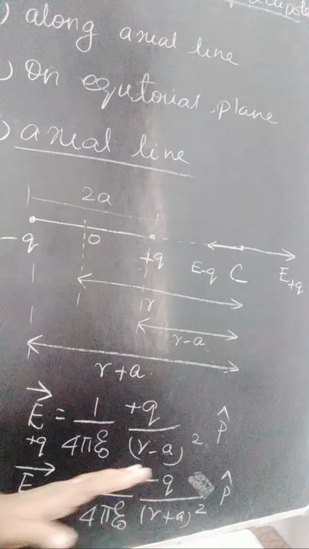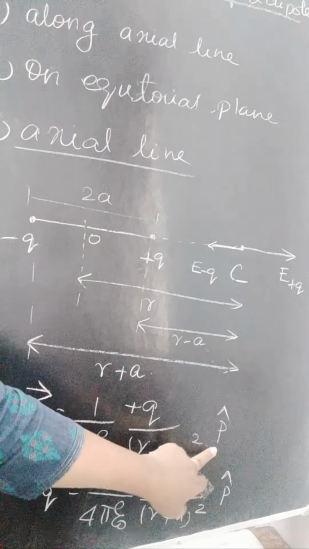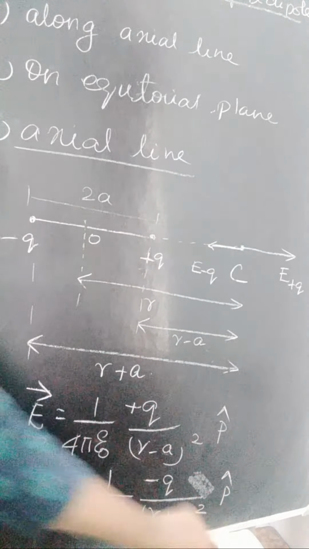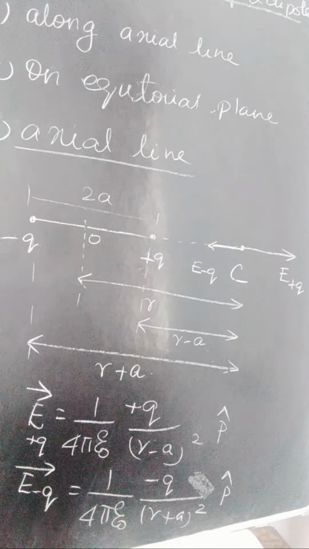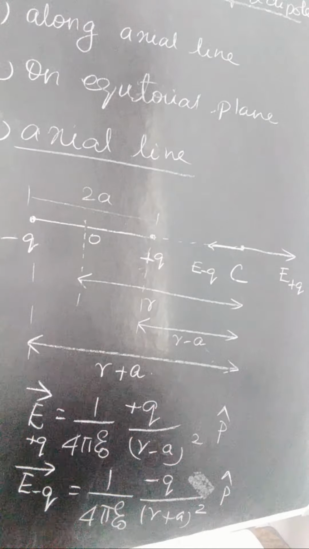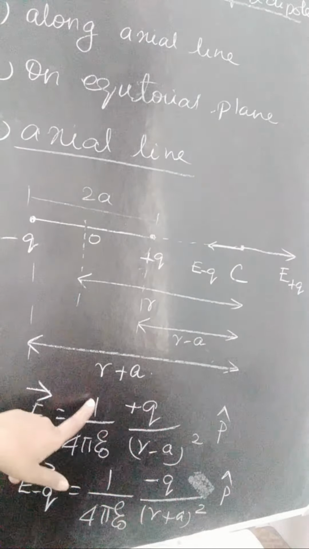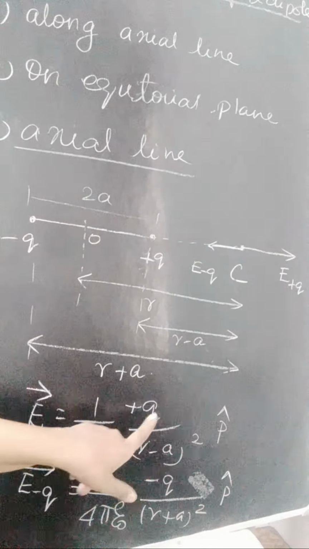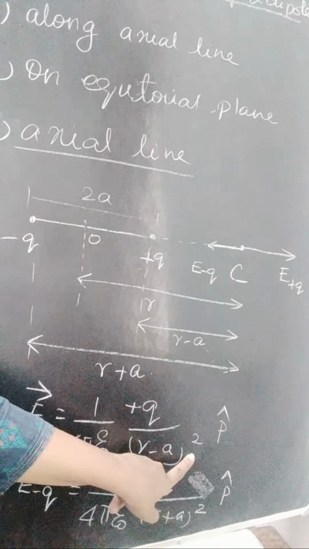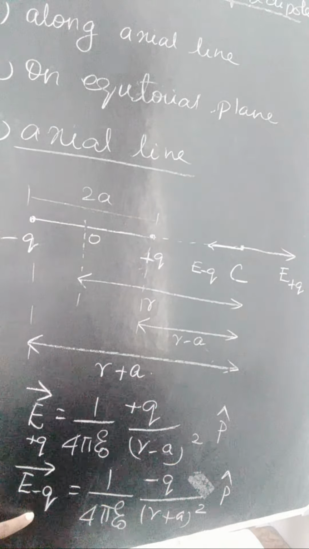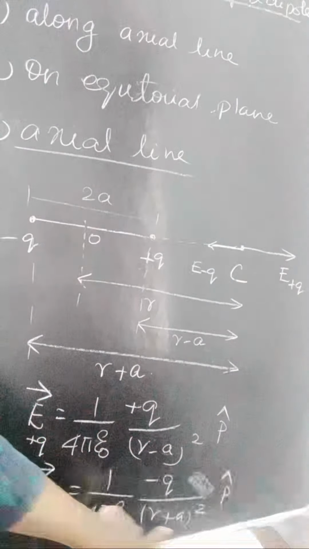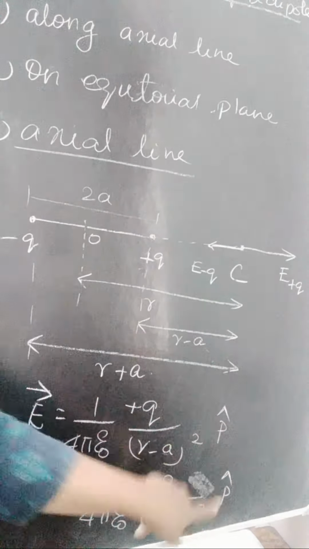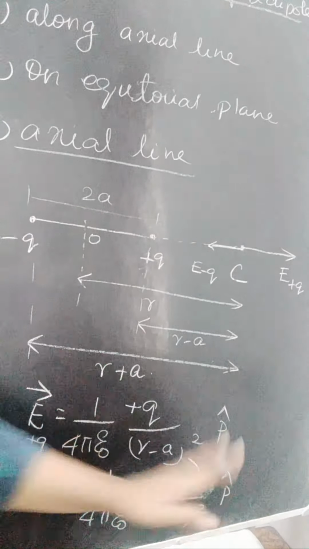So you go to the general one. Dipole moment means what? The unit vector, P cap, P cap. Okay? Sure? Any doubt? So the E due to plus Q will be 1 by 4 pi epsilon naught plus Q divided by R minus A the whole square. And E due to minus Q will be 1 by 4 pi epsilon naught minus Q divided by R plus A the whole square. Unit vector I am using the same, P cap, P cap.